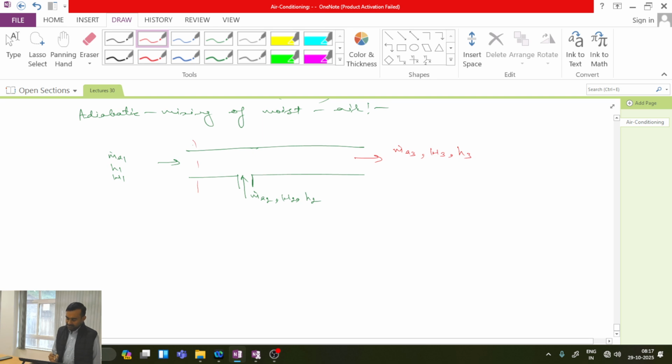And for this process, if I draw the control volume, I will say that there is no heat interaction across the boundaries of the duct. Okay. So in this way, what will happen? If I write the mass balance for the air, then m dot a1 plus m dot a2 becomes equal to m dot a3. If I write the mass balance of water vapor, what will I get? Please tell me.